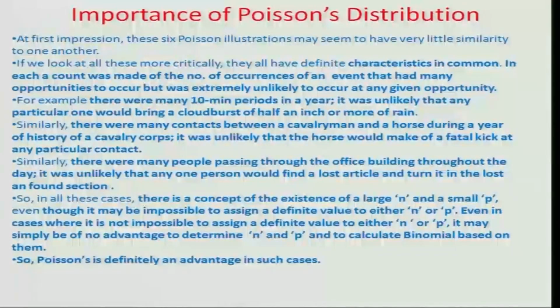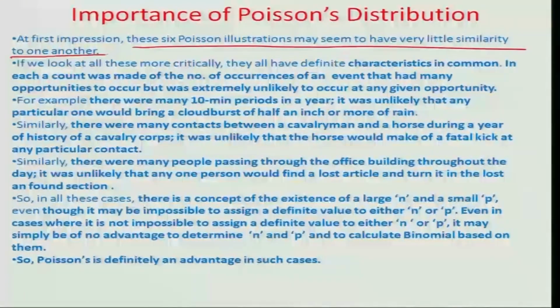So, the idea here is that in such cases there are very peculiar 2 or 3 characteristics of recording this data, and mostly all these cases are represented by a certain distribution, just as the binomial distribution was earlier well discussed in the case of acceptance sampling, by something called a Poisson's distribution. So, the 6 Poisson illustrations may seem to have very little similarity to one another, but I will just record in a few statements what kind of similarities there will be.